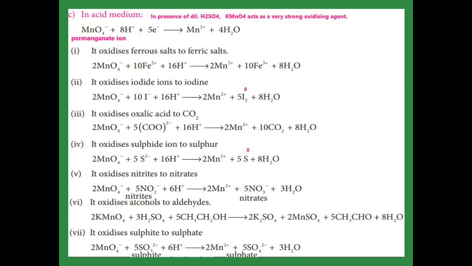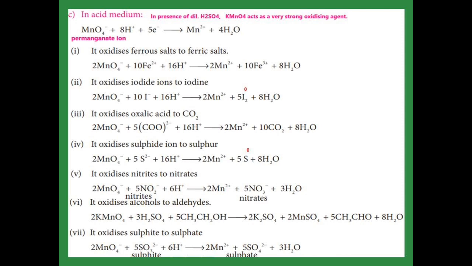For oxalic acid, we are going to take the ionic form C2O4 2⁻, that is the oxalate ion. Here the oxidation number of carbon is +3, and in carbon dioxide the oxidation number is +4. So the oxidation number increases, which means it gets oxidized with the help of KMnO4. The remaining products are the same.